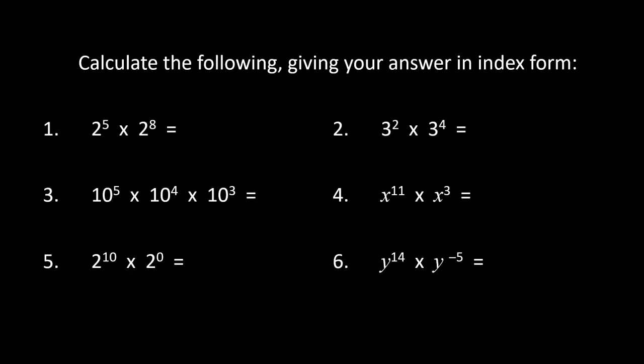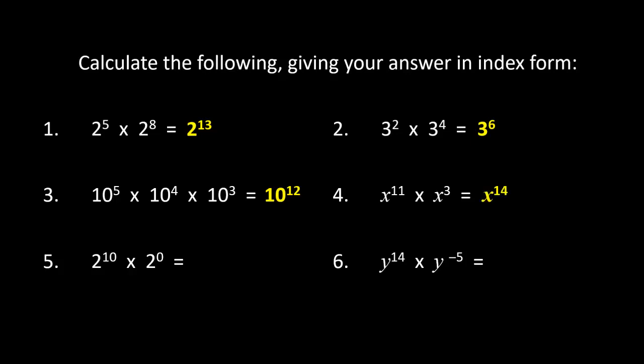Okay, how'd you get on? Well, we've got 2 to the power 5 times 2 to the power 8. We add 5 and 8, 2 to the power 13. Question 2 should be 3 to the power of 6. So trying to confuse you here with number 3, we got 3 things multiplying, but that's okay. We just use our rules of indices, we add the powers. It's 10 to the power of 5 add 4 is 9, add 3 is 12. We've got letters, okay, so we've got x to the power of 14.